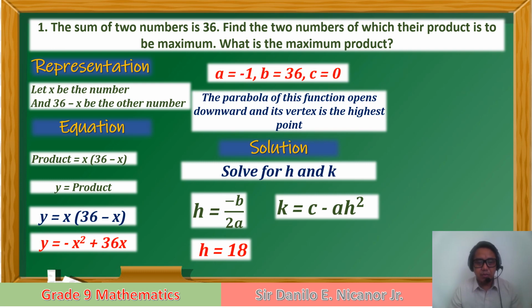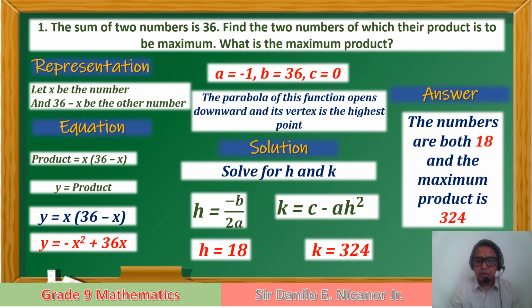Kapag nakuha mo na yan, pag ganitong mga problem, pwedeng shortcut ka na. I-multiply mo na lang yun, 18 times 18. Kung nakalimutan mo yung formula ng K, in this kind of problem, ang shortcut na tinuturo ko, i-multiply nyo na yan. 18 times 18, then you will have 324. And then if you solve for K, yan din ang makukuha mo. Meaning to say, the numbers are both 18, and the maximum product is 324.